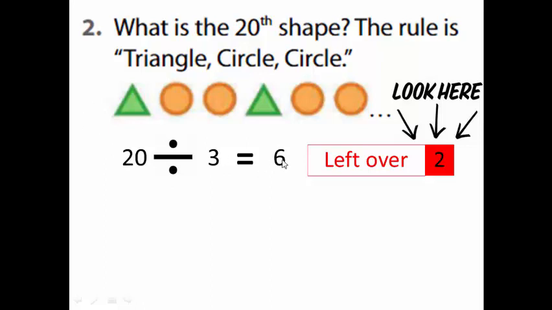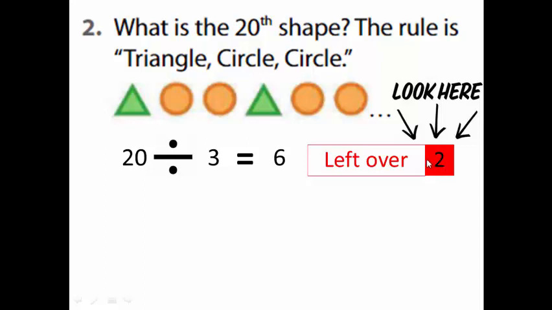If you divide 18 by 3, it will be 6 and no leftover. If you divide 19 by 3, it will be 6 but 1 leftover. If you divide 20 by 3, it gives you 6 but you have 2 as leftover.